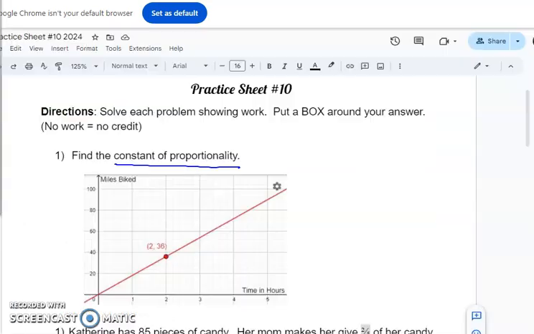When you see constant of proportionality, you should be writing K equals y over x. You are going to be dividing a point. It gives you the point right here. There is x, there is y. That goes on top, that goes on bottom, and then divide. That's it. That is the constant of proportionality.